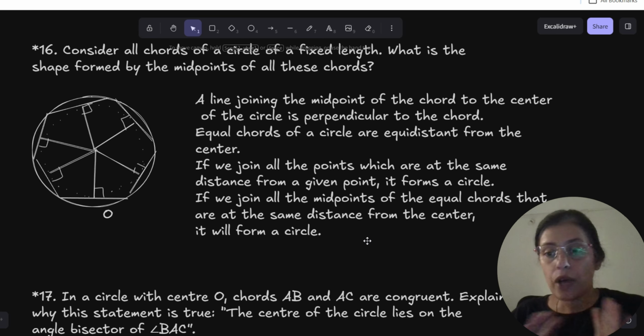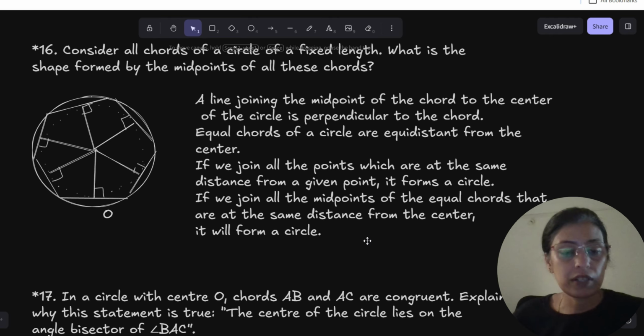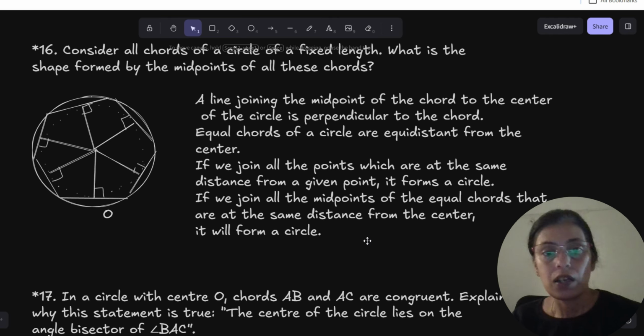So you need to actually remember all the theorems by heart. Because once you remember all the theorems, you will be able to make out what we can utilize where. For example, here, because we remembered that equal chords are equidistant from the center, that is how we were able to make out that all the midpoints are equidistant from the center O. And if we are joining all these points, it will make a circle.